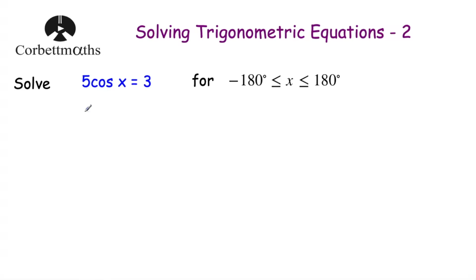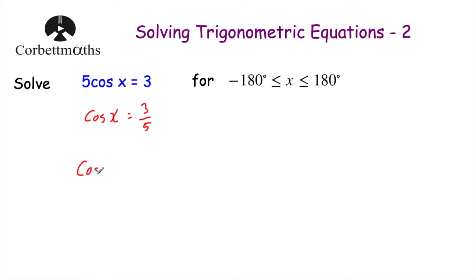So our next question, we've been asked to solve 5 cos x equals 3 for values of x that are bigger than or equal to negative 180 degrees, but less than or equal to 180 degrees. Okay, now in terms of this question, I'm going to divide both sides of the equation by 5 to begin with. So we'd get that cos x equals 3/5. Just dividing both sides of that equation by 5. You could write cos x equals 0.6 if you wanted to, but we just want that cos x there.